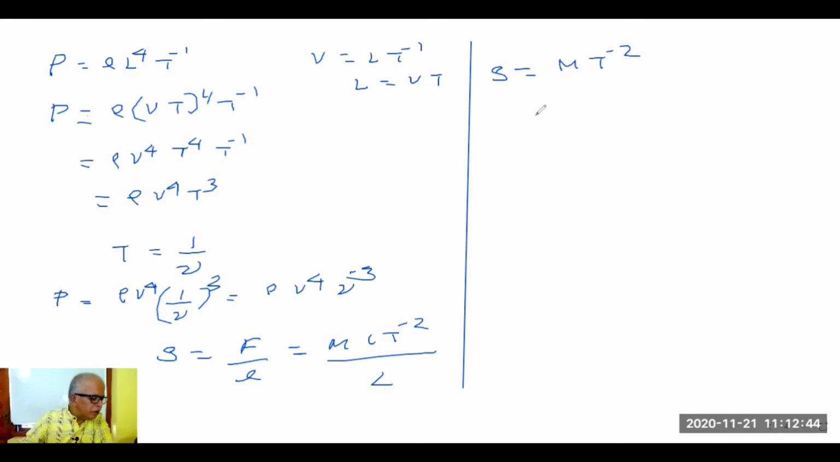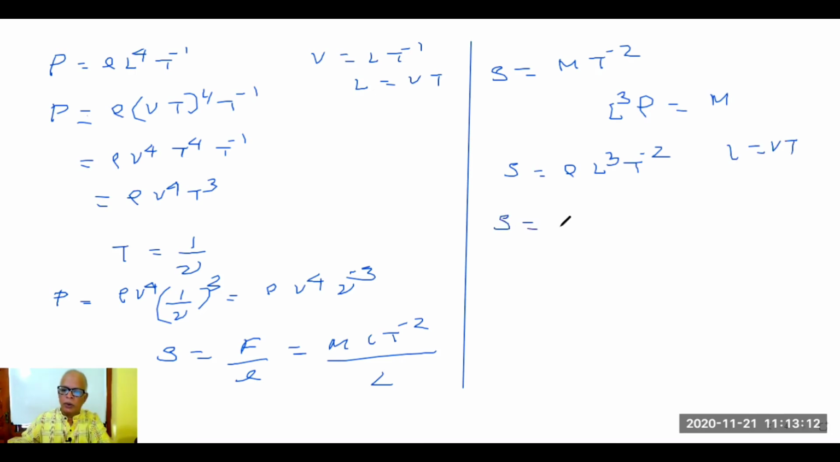So, what are the quantities given? Density is given. From density, rho is equal to M by L cube, so rho into L cube is M. We found this out earlier. So we put here, S is equal to rho L cube T minus 2. Now, L is equal to Vt, we found that already. So put here L is equal to Vt. S is equal to rho (Vt) the whole cube into T minus 2.